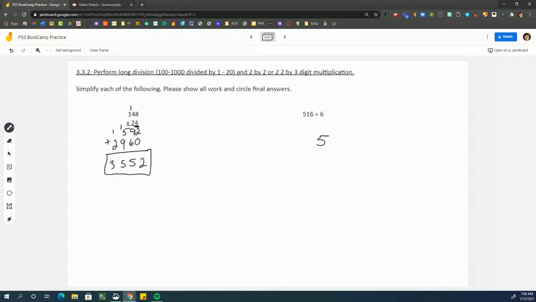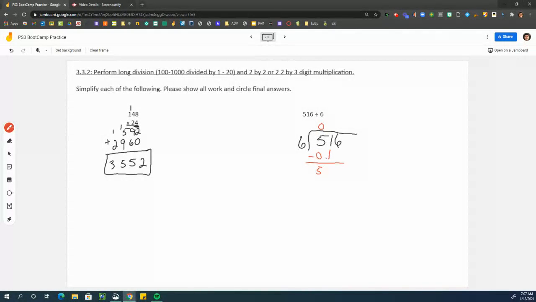516 divided by 6. So first in this long division, we'll use the color red here. 6 doesn't go into 5, right? We'll start from the left-hand side, so we'll put a 0 here. So we know that it's going to be just a 2-digit answer. So 6 times 0, that would be 0, right? 5 minus 0 is 5.